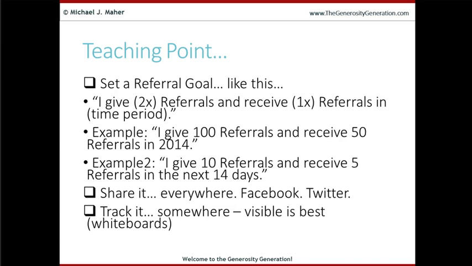So here it is: I give 2 times as many referrals and receive 1 times as many referrals in a certain time period. That's the formula. Here's an example: I give 100 referrals and receive 50 referrals in 2014. Another example: I give 10 referrals and receive 5 referrals in the next 14 days. Those are both extremely powerful goals.